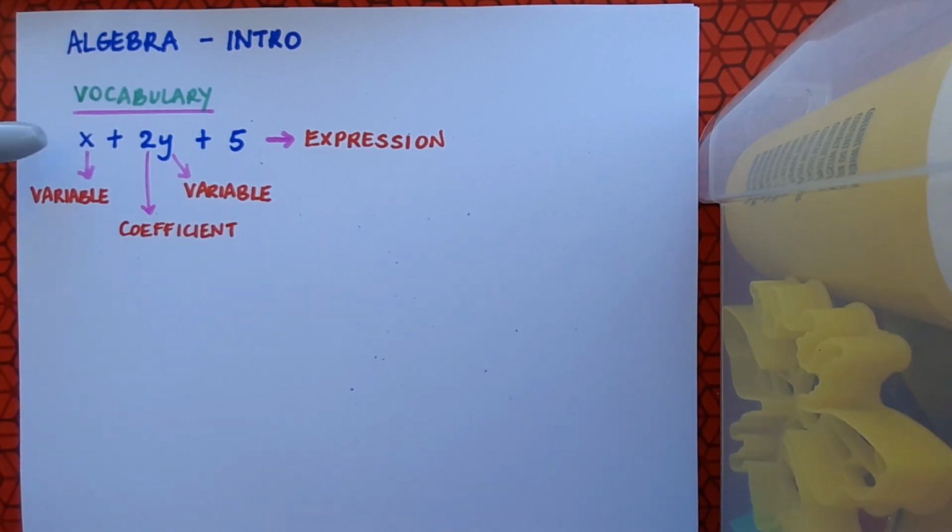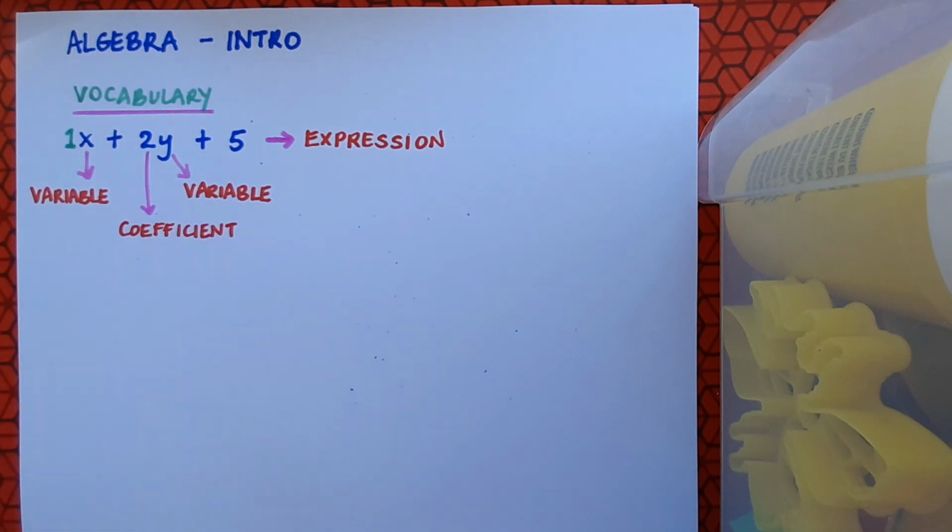Well, if I look at this x, think about how many x's you can see. I can just see one of them. So if I liked, I could put the number 1 in front of this x. x and 1x are the same thing. So 1 is the coefficient of the x in this case.